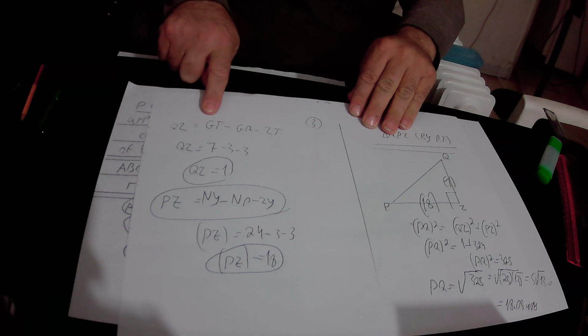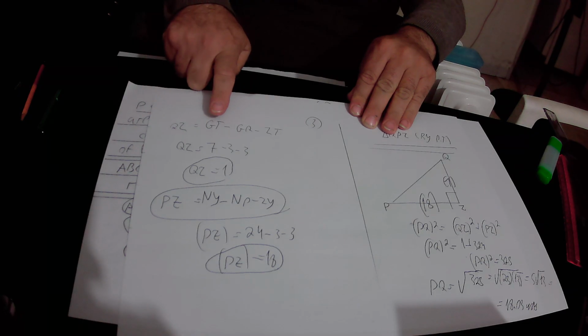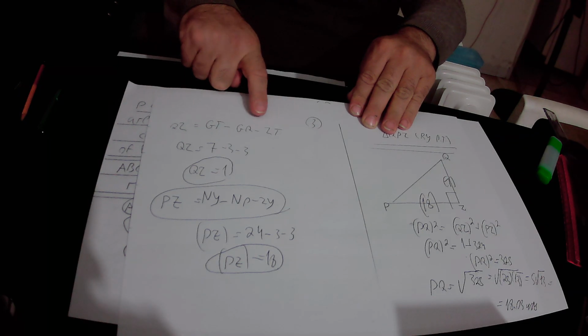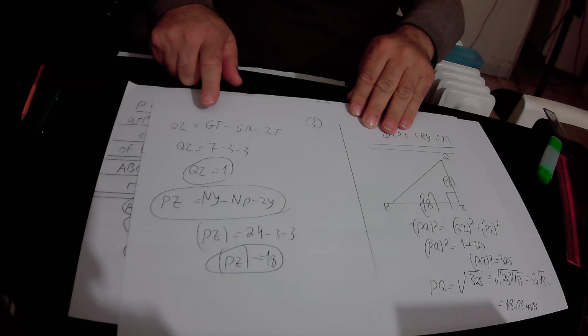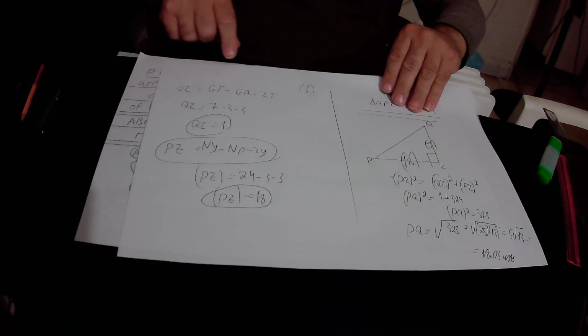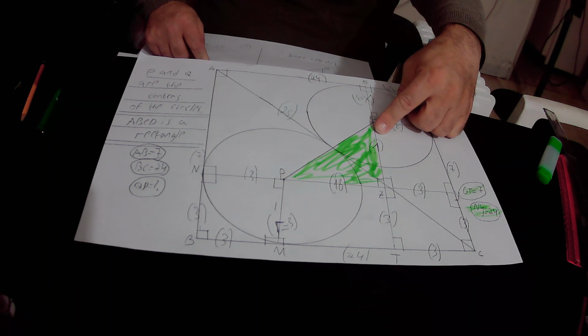QZ equals GT minus GQ minus ZT. So QZ equals GT, that is 7, minus GQ, that is 3, minus ZT, that is 3. So in total, QZ equals 7 minus 3 minus 3, that is 1. So we found out that the missing line segment QZ equals 1 unit in length.